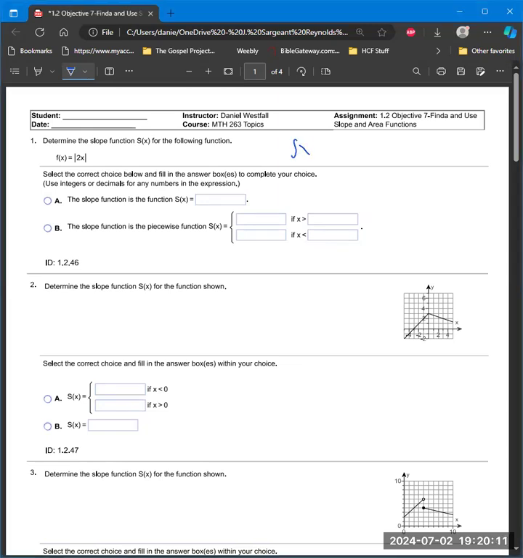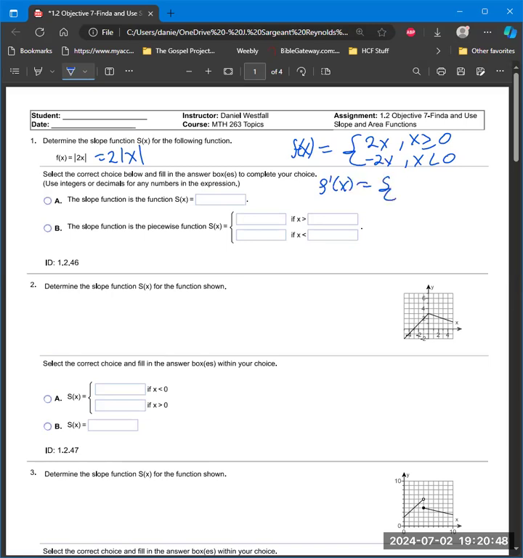F of x is equal to the absolute value of 2x, which is equal to 2 times the absolute value of x. Absolute value of x is going to be piecewise defined: x greater than or equal to 0, x less than 0. This is going to be 2x, and this will be negative 2x. The slope is not going to be defined at 0 because it abruptly changes. There's a cusp there.